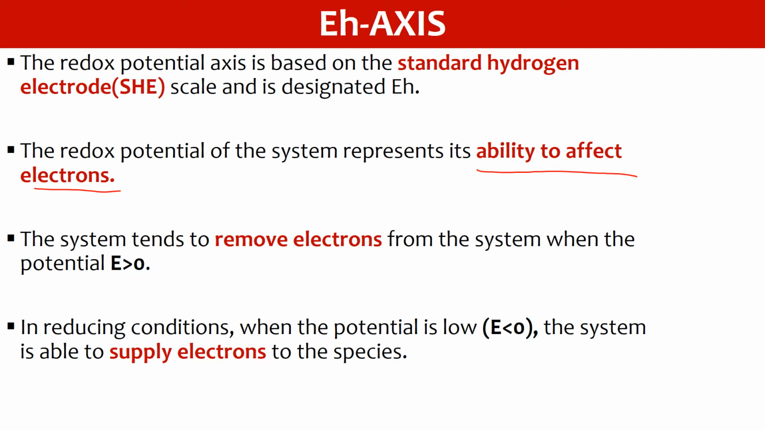So if the system tends to remove electrons, then the potential is greater than zero. And oppositely, if the system tends to supply electrons, then the potential is less than zero. These are reducing conditions, and if you are removing electrons, oxidizing conditions.